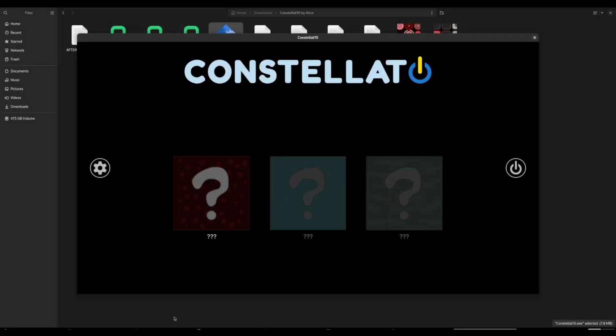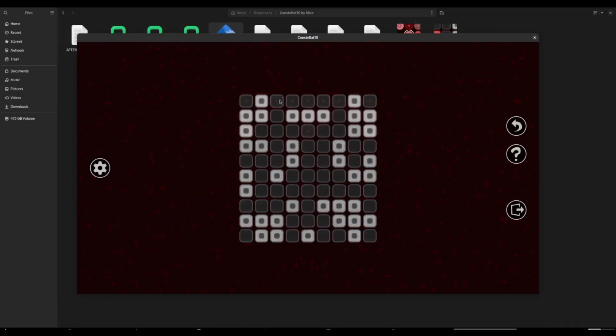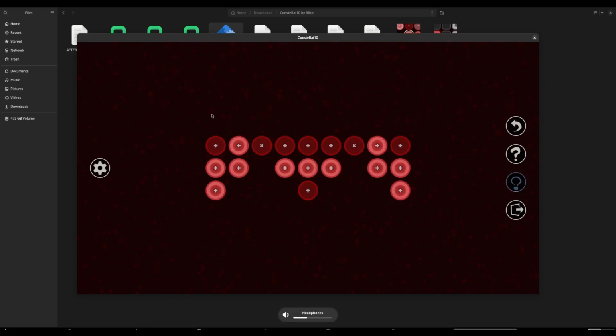Constellat 10 is a game made for the GMC Jam 56 by Alice. This is what a level of Constellat 10 looks like. We have several lights arranged in an arbitrary shape, and each light has a symbol on it. Some of the lights are initially on, while others are initially off. We can click on any of the lights. If we click on any of the lights that has a plus icon, it toggles itself as well as any lights vertically or horizontally adjacent.